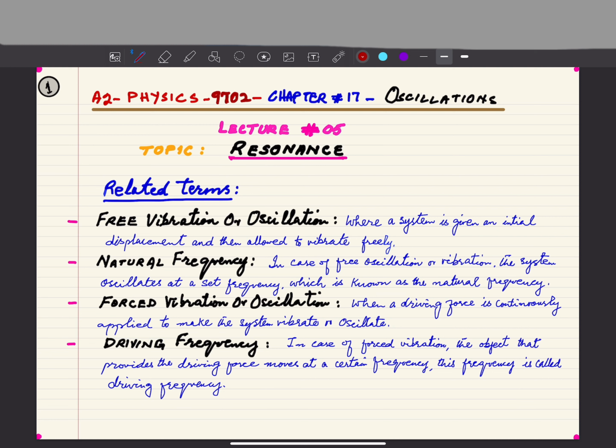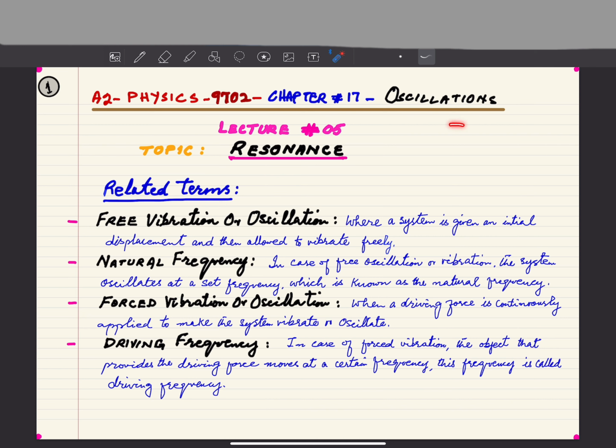First of all, we have one term which is free vibration. So how will you define free vibration? Simply you can say that it is where a system is given an initial displacement and then allowed to vibrate freely, and this oscillation is the free oscillation.